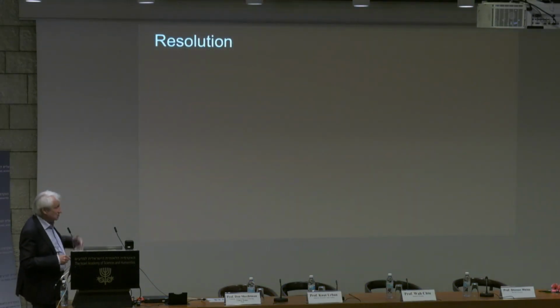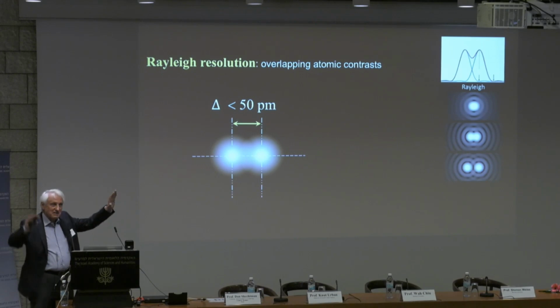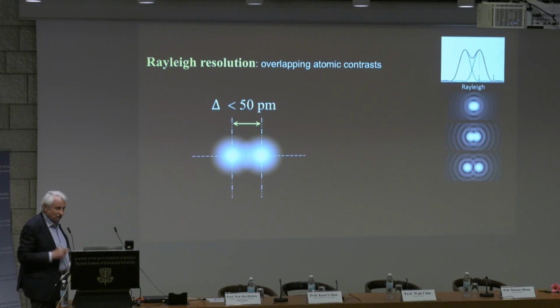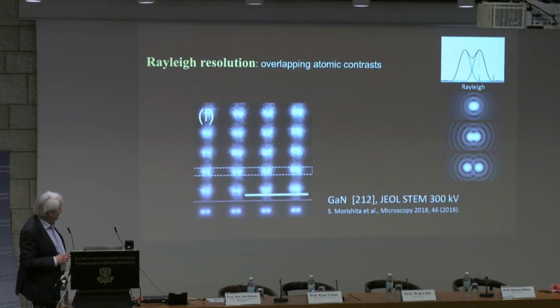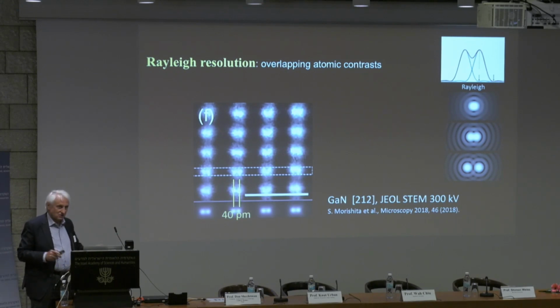So most of the people ask me immediately about the resolution of this new technology, and they mean the Rayleigh resolution. That means we have two atomic contrasts, and we move them together until we just cannot distinguish them as separate, and this resolution is nowadays about 50 picometers or better. The record was recently set by a STEM microscope at 300 keV, where they could resolve 40 picometer atom pairs in gallium nitride. So that's the optimum that can be done with respect to resolution.